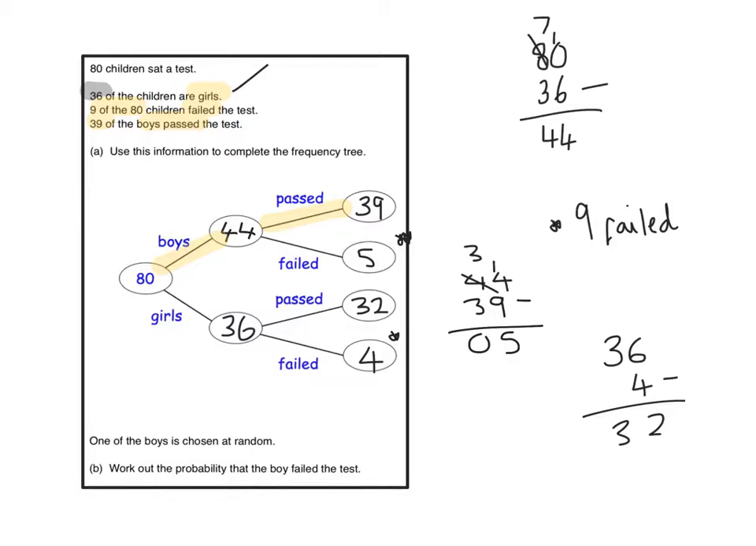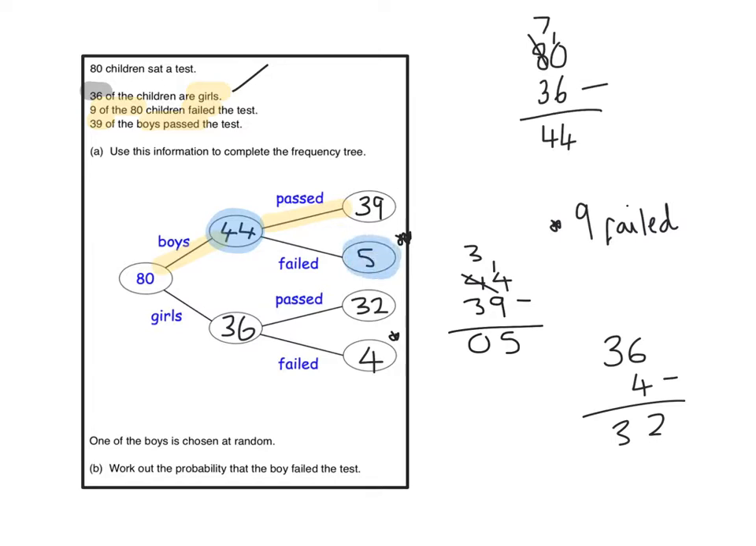One of the boys is chosen at random. Work out the probability that the boy failed. So let's just do this in a blue highlighter at the moment. One of the boys is chosen at random, so the boys is 44. Work out the probability that the boy failed.